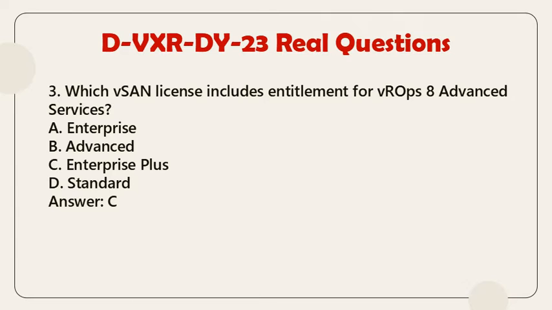3. Which vSAN license includes entitlement for vROps advanced services? A. Enterprise. B. Advanced. C. Enterprise Plus. D. Standard. Answer: C.